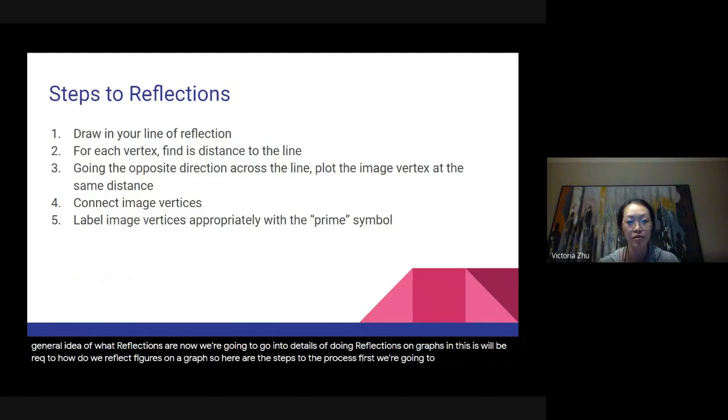First, we're going to draw down our line of reflection because we need to see where it is in order to know how to flip. For each vertex, we're going to find its distance straight to the line. And then going the opposite direction across the line, we're going to plot our image vertex at that same distance. Once we have our vertices down, we're going to connect them so that we see the same shape, but in the opposite orientation. And finally, we're going to label again the image vertices with the appropriate prime symbol.